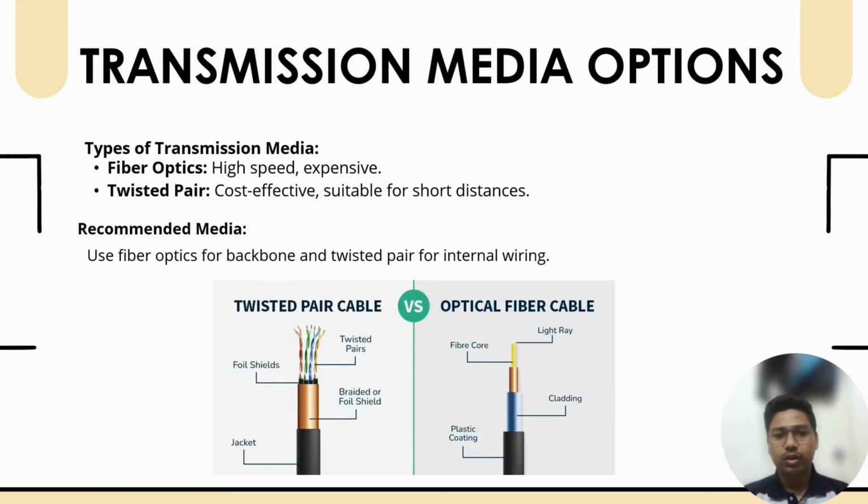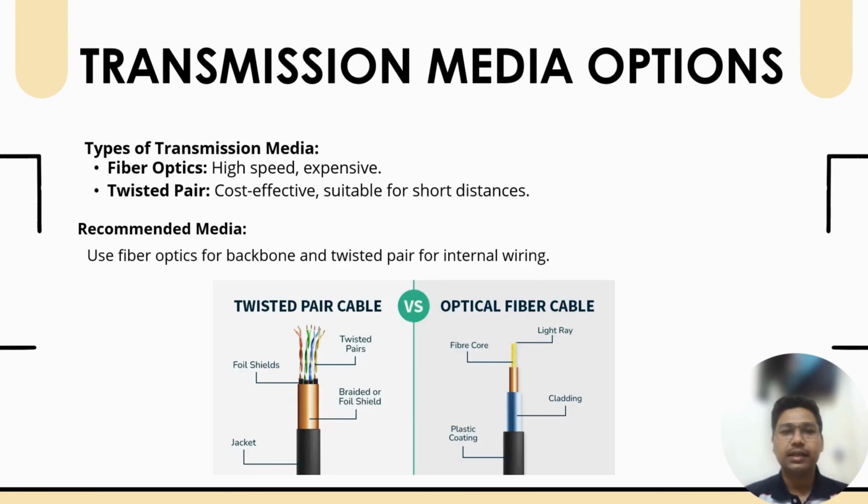Now talk about the transmission media options. Transmission media is the pathway for the data transfer. Let's compare the two main types, fiber optics and twisted pair. Fiber optics use light to transfer data. It is super fast and good for long distances. The twisted pair uses copper wire for short distance communication. It is cheaper but slower.